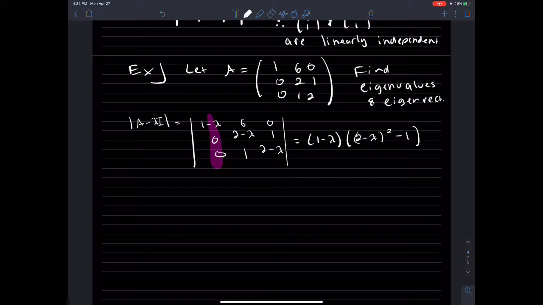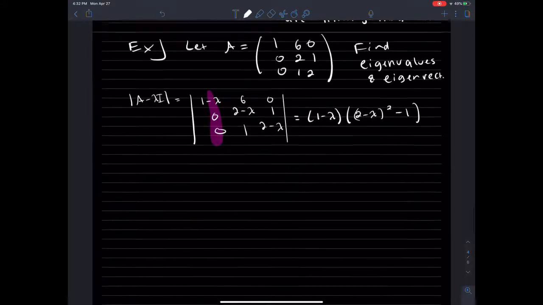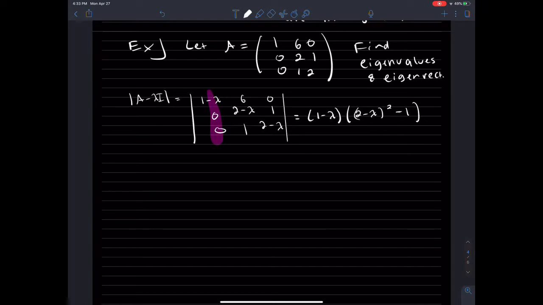So my characteristic equation is going to be 1 minus lambda times 4 minus 4 lambda plus lambda squared.